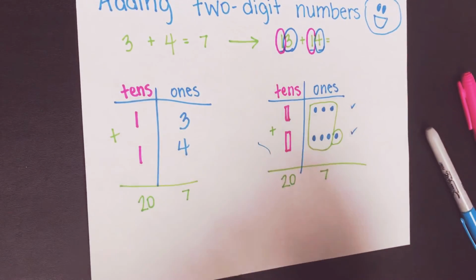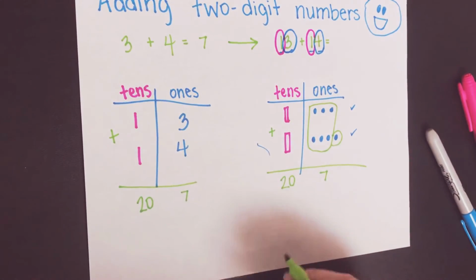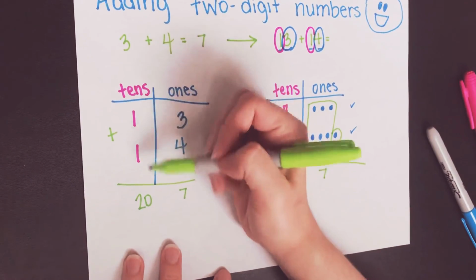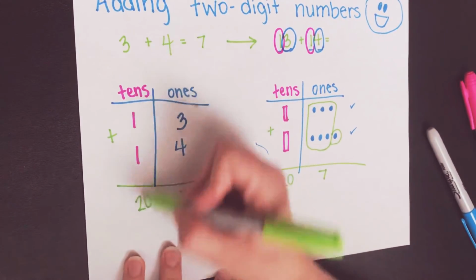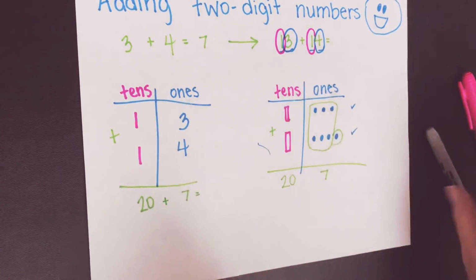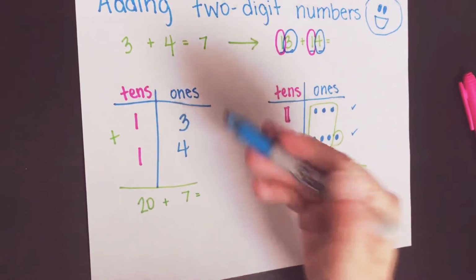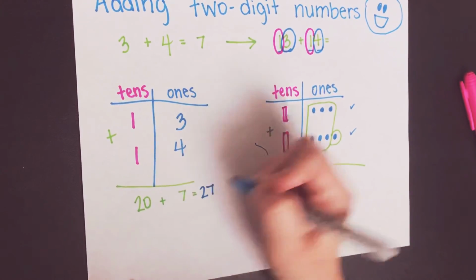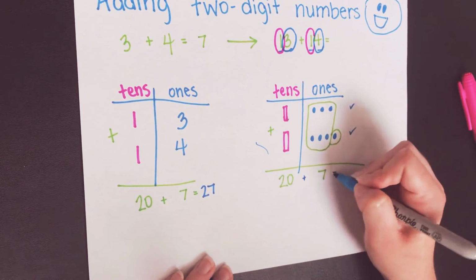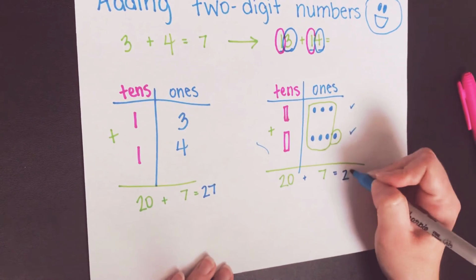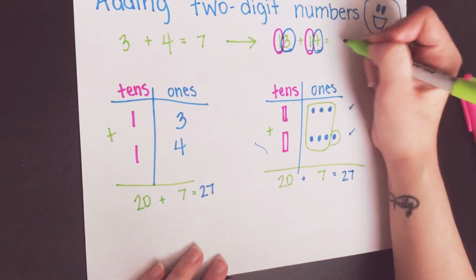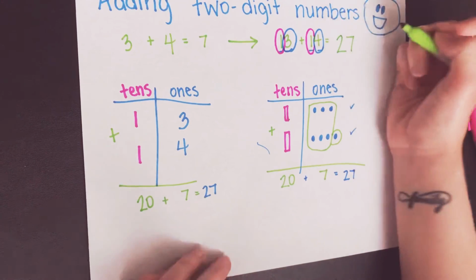Now, some people might look at these two things and be like, oh, so it's 207? No, it's not 207. We are adding these numbers together. So you've got 20 and 7, and 20 plus 7 equals 27. Now let's go over here and check. 20 plus 7 equals 27. So 13 plus 14 equals 27.